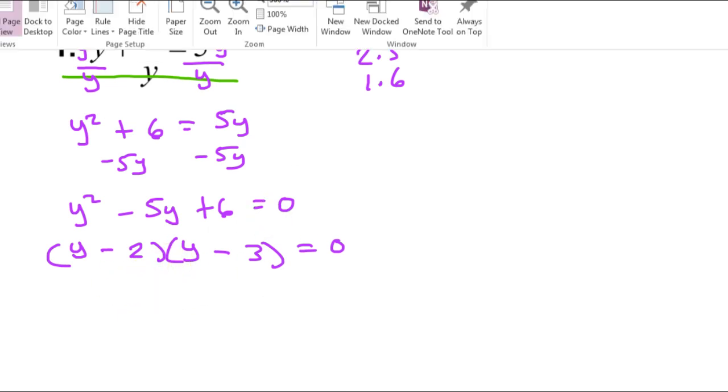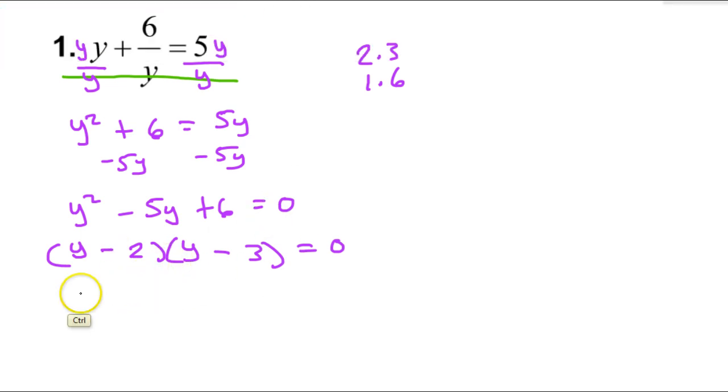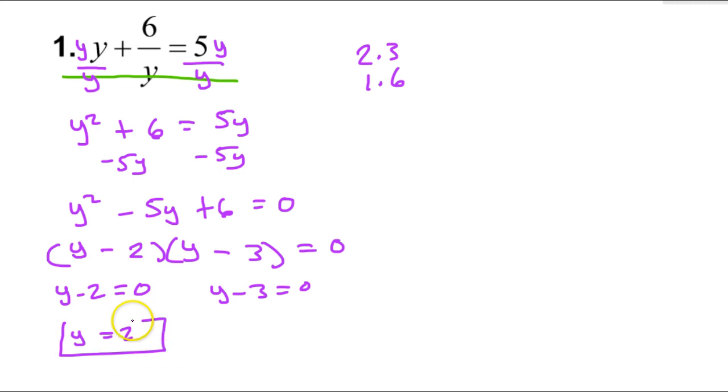Once you have it factored, you can set each of the factors equal to 0. So you set y minus 2 equal to 0, and you set y minus 3 equal to 0. So this is going to give me y is equal to 2, and y is equal to 3.